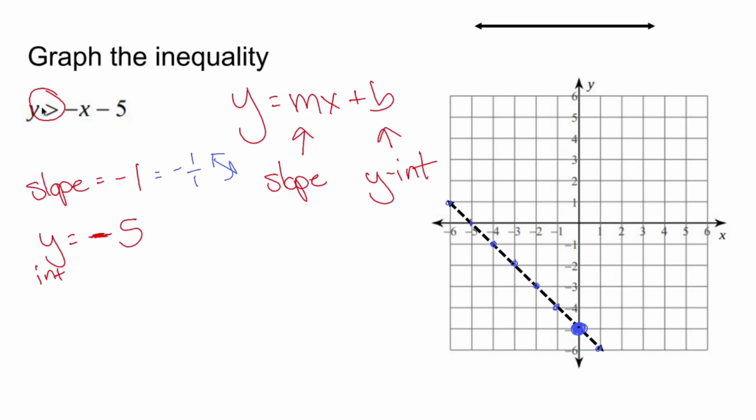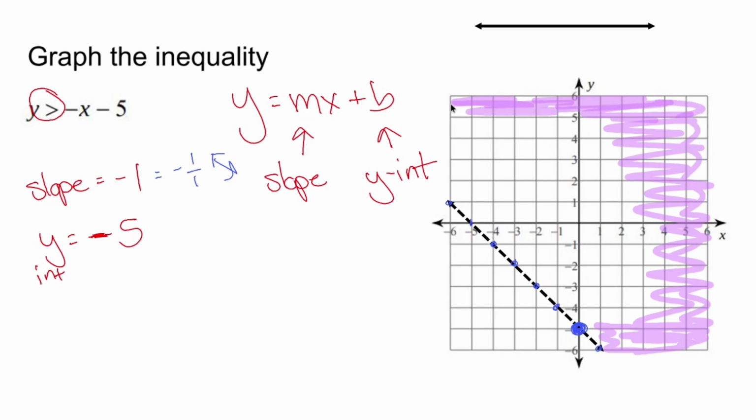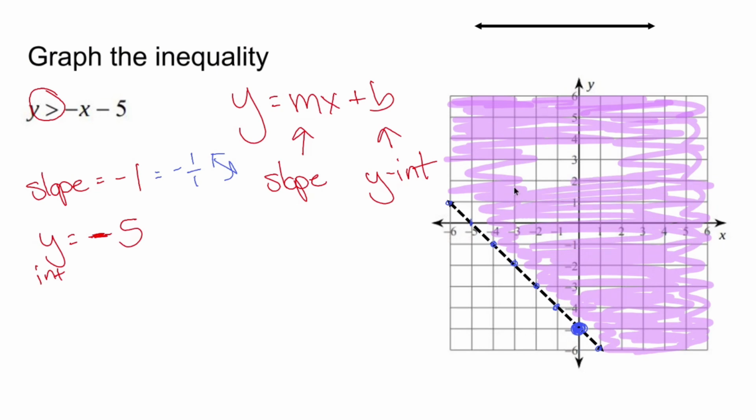Now, the other thing that we're looking at is the fact that this is greater than. So when it's greater than, what you do is you shade above the line. Now, I'm not going to completely shade this because then this video would be a half an hour long, but we're going to shade above the line. Now, as I'm shading, this is what this means. Any point in this purple shaded region is a possible solution to the original problem.